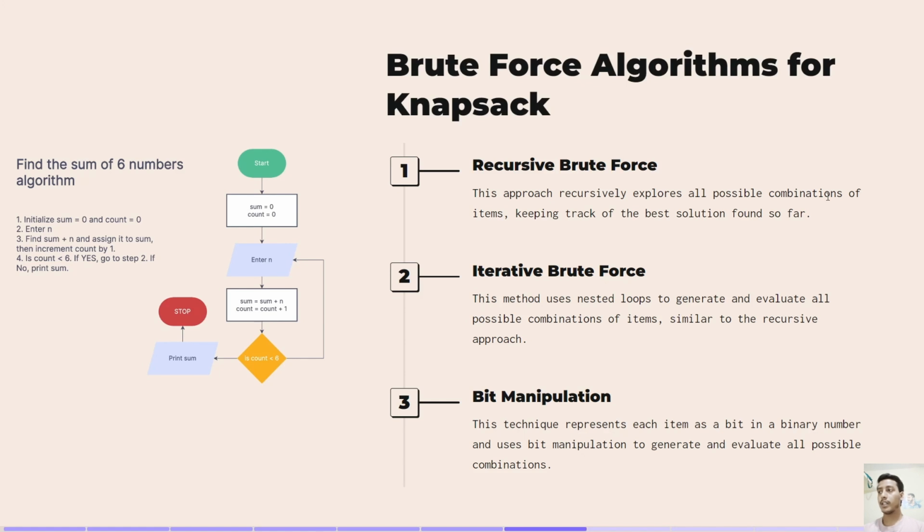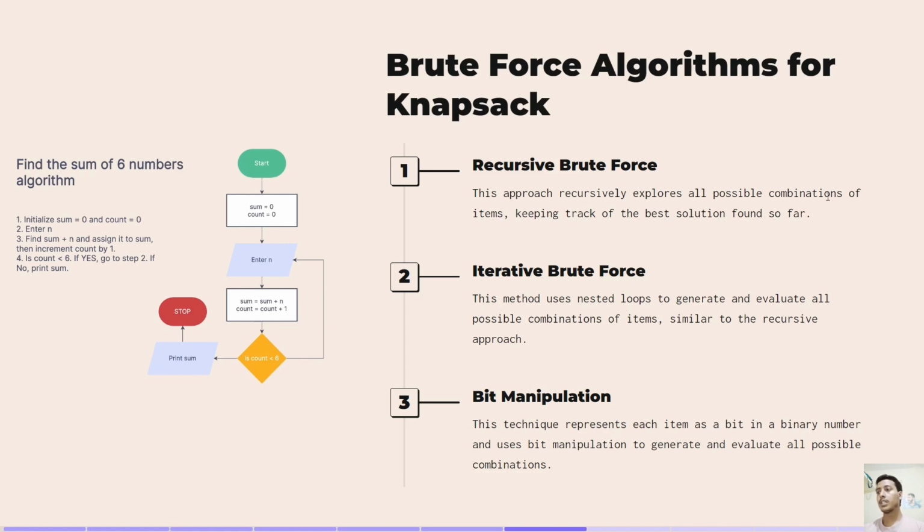As you can see in the diagram, here is a question to find the sum of 6 numbers algorithm. So in the first step we are initializing sum equal to 0 and count equal to 0. Then we are entering n, and third is to add n to sum and assign this to sum. Then increment count by 1. Is count less than 6? If yes, go to step 2. If no, print sum.